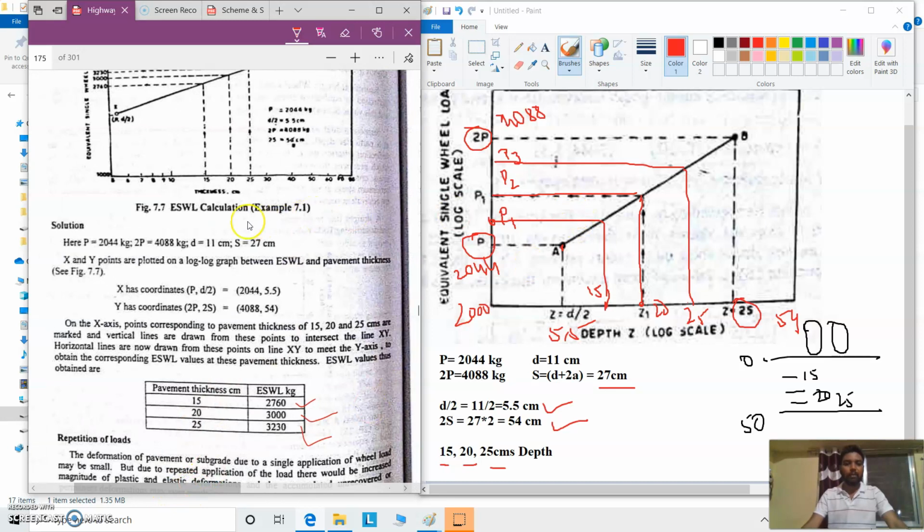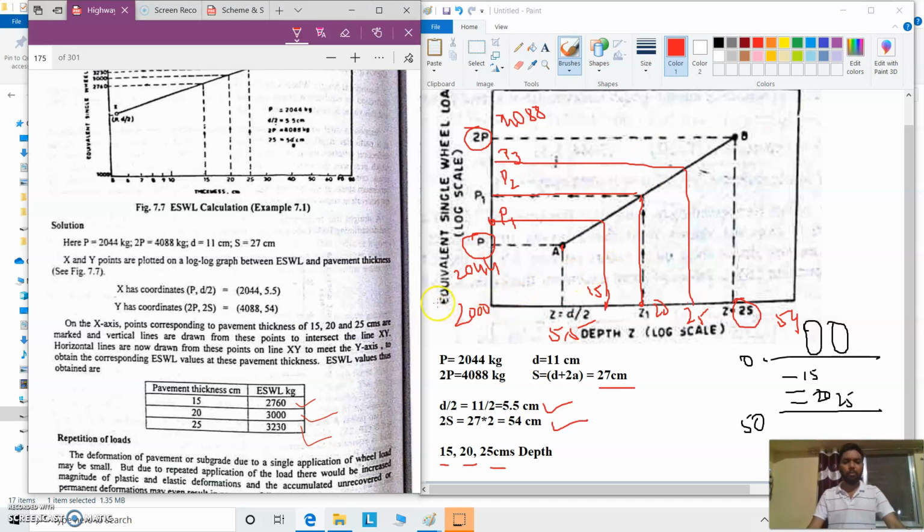Once we plot the graph, then you have to write the given data P, D and S, and then 2P and 2S and d by 2, and the asked depths of 15 centimeter, 20 centimeter and 25 centimeter, right? So on the x-axis, the points corresponding to the pavement thickness 15, 20 and 25 centimeters are marked, and vertical lines are drawn from these points to intersect the XY line, that is the AB line, right? Horizontal lines are now drawn from those points to the vertical axis to meet the particular loads.